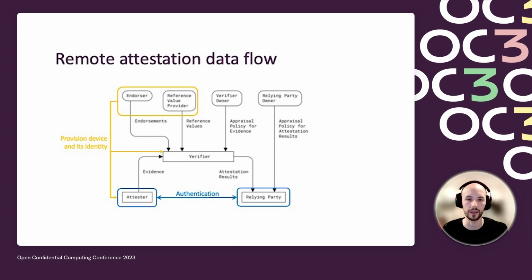In particular, the endorser and the reference value provider are the ones who actually provision the device. So they provision all the software that will perhaps help boot the device and will actually run underneath our workload. And they also provision the identity key. And with this information about the device, what software it should be using, what its identity is, I can then go ahead and endorse the device to the verifier.